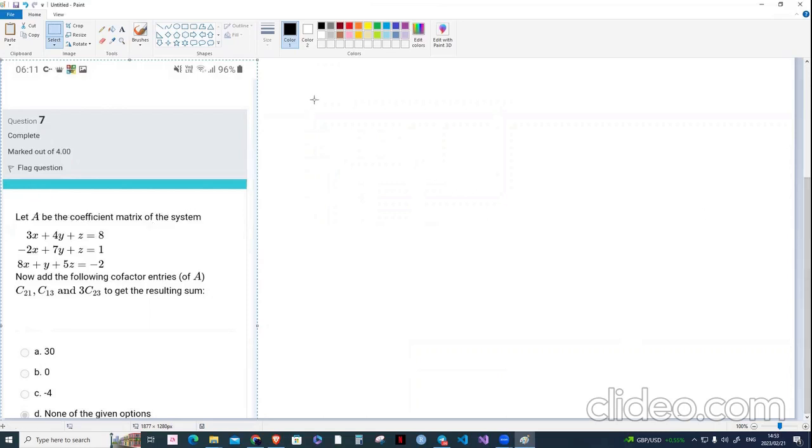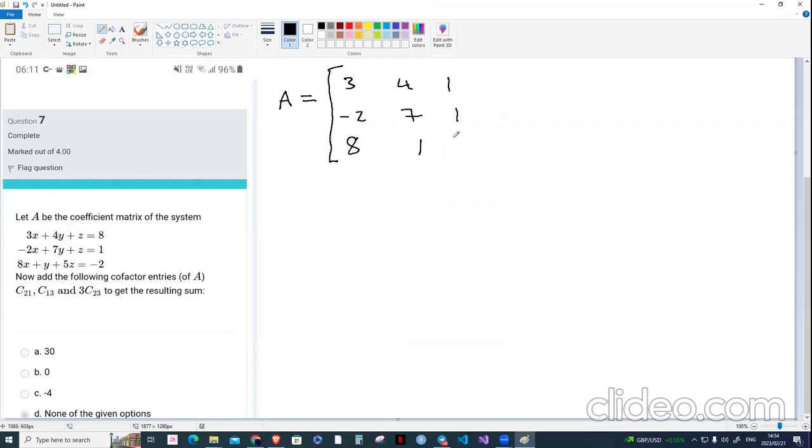Let A be the coefficient matrix. Well, coefficient matrix, it's not an augmented matrix, a coefficient matrix. So this will be 3, 4, 1, -2, 7, 1, 8, 1, 5. Yep, this is not an augmented matrix. It's a coefficient matrix. A coefficient is a number that you find next to a letter. This number does not have a letter next to it, so it's not a coefficient. Here's our coefficient matrix. Let A be our coefficient matrix.